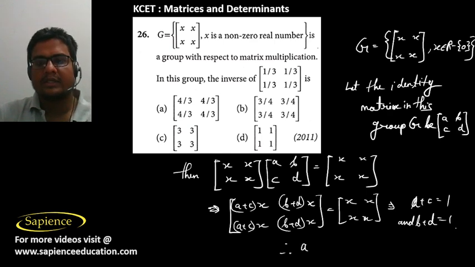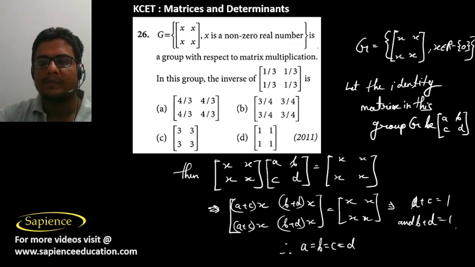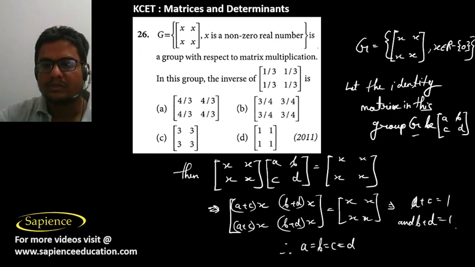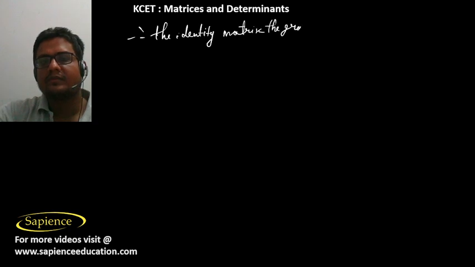Therefore A, B, C and D should be the same, so A equals B equals C equals D, since A, B, C and D should belong to the group G. That's why they should be equal, so each should be equal to half. Therefore the identity matrix in the group G is [1/2, 1/2; 1/2, 1/2].